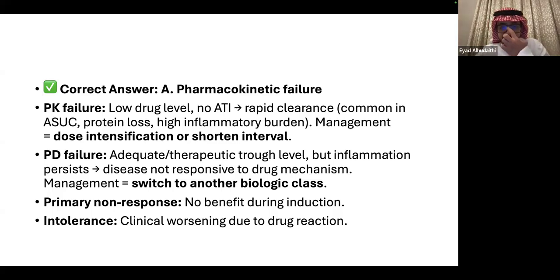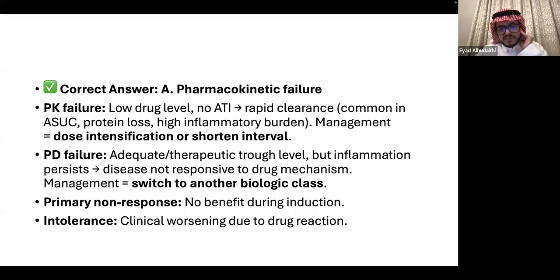The PD failure means adequate therapeutic drug level, but inflammation persists, disease not responsive to drug mechanism. And usually when we have PD failure, we consider switching to another biologic. And usually it will be out of class. If it's infliximab, we will not choose adalimumab, we will choose something else.